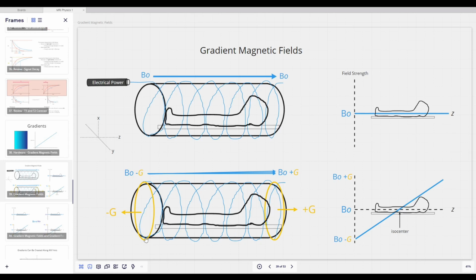So by applying a gradient magnetic field, or these gradient coils, we're able to generate a gradient in our magnetic field. We're able to go from a situation where we had a nice uniform single magnetic field strength throughout the entire patient to a situation where now that field is changing in a predictable manner as we move from the patient's feet to the patient's head. This is what a gradient magnetic field is.